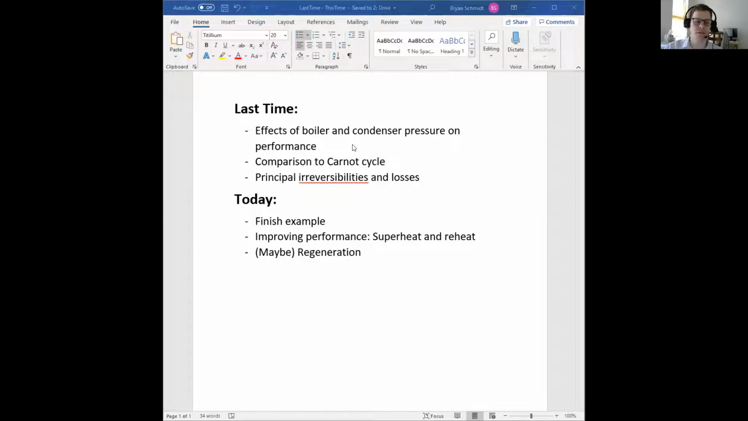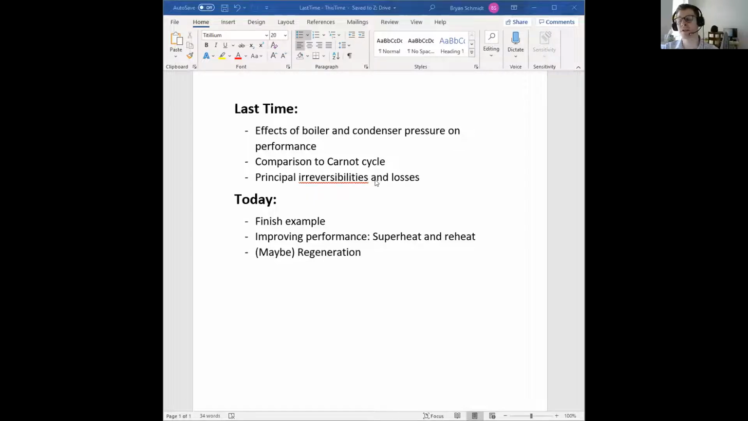All right, so last time we talked about the effect of the boiler and condenser pressure on performance, and about how if you up the pressure in the boiler or lower the pressure in the condenser, both of those will improve performance because of what they do to the temperature. We compared our ideal Rankine cycle to the Carnot cycle and showed that they're not the same. The Rankine cycle has the heating occurring at constant pressure, whereas the Carnot cycle has it occurring at constant temperature, so slightly different.